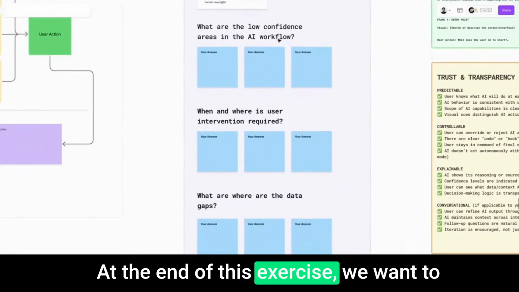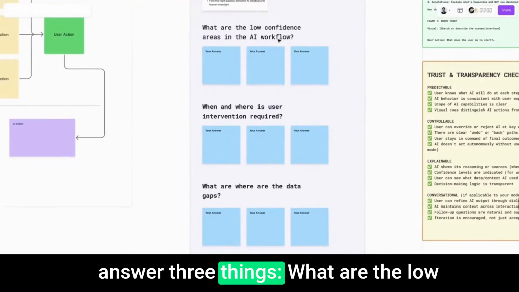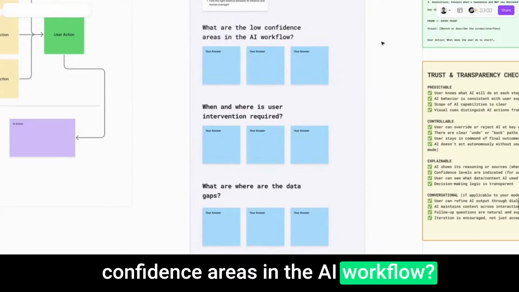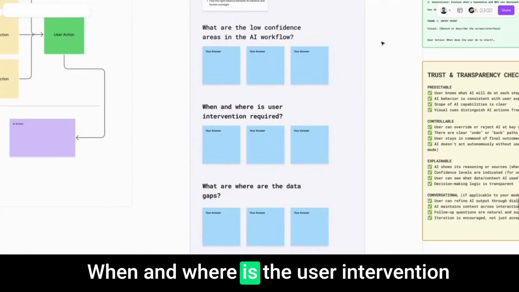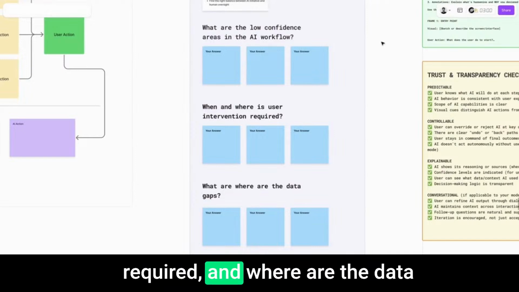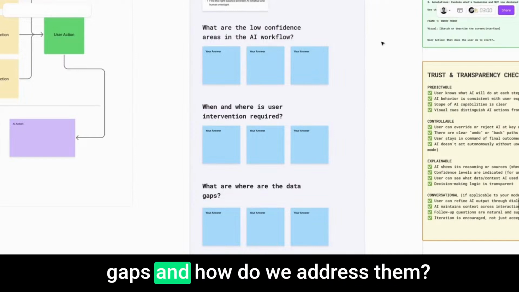At the end of this exercise, we want to answer three things. What are the low confidence areas in the AI workflow? When and where is a user intervention required? And where are the data gaps and how do we address them?